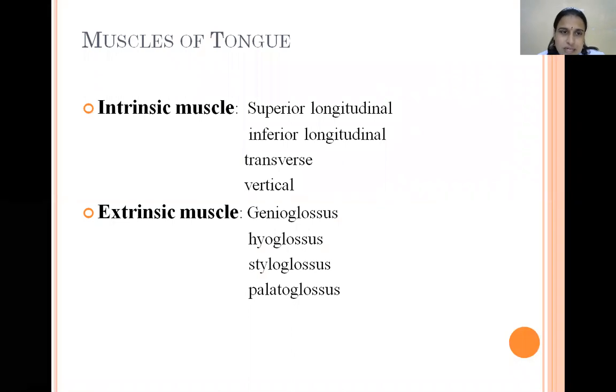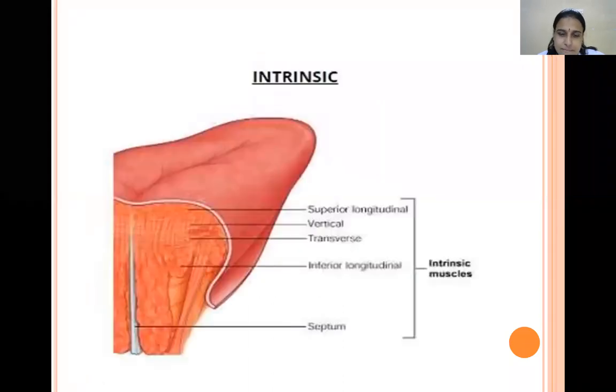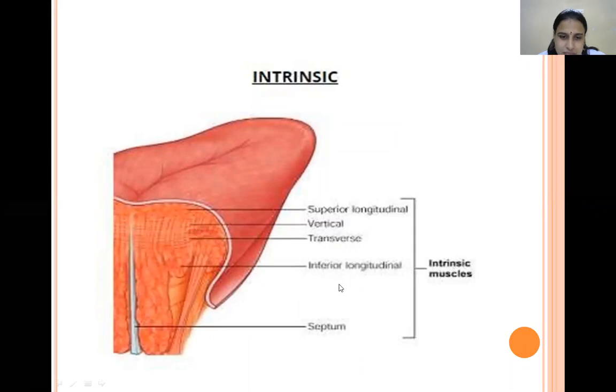The muscles of the tongue are of 2 types, the intrinsic muscles and the extrinsic muscles. The intrinsic muscles are the superior longitudinal, inferior longitudinal, the transverse muscle, and the vertical muscles. The superior longitudinal and the inferior longitudinal, and in between them the transverse muscle and the vertical muscles. These are the intrinsic muscles.